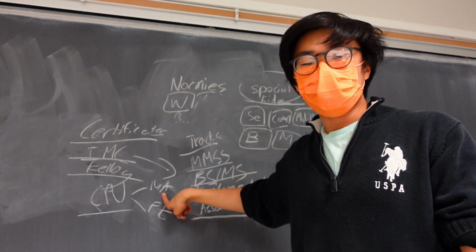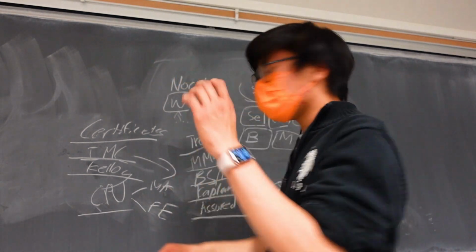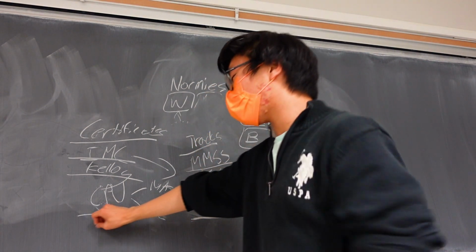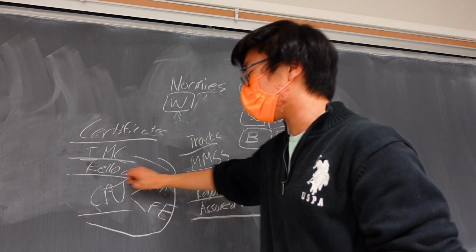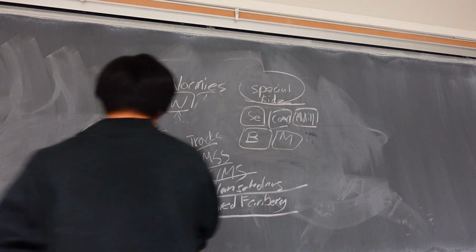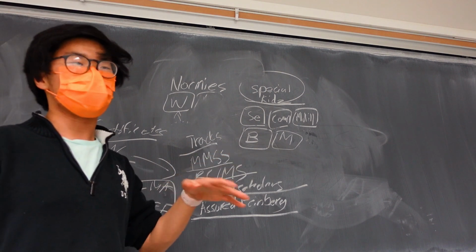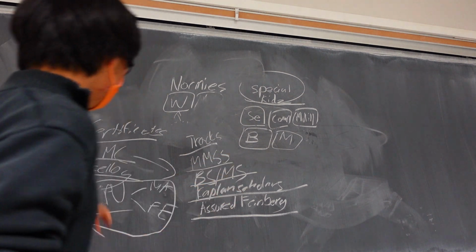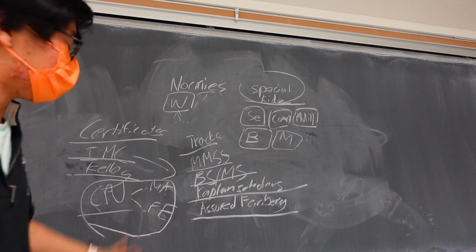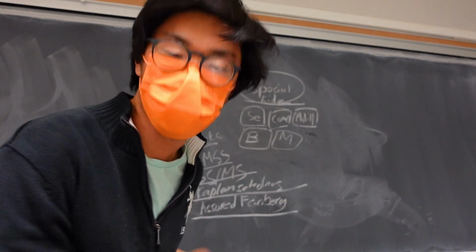So MA is just managerial analytics. FE is some econ, whatever, it doesn't matter. You just need to know that these two are like business type certificates. And there is a business minor, but this is different. Kellogg is actually a graduate school, and it's like the most luxurious building here on campus. But if you want to get access to Kellogg, you need to take one of these certificates. I know that's a very arbitrary reason, but it's another reason why you might want to do that.